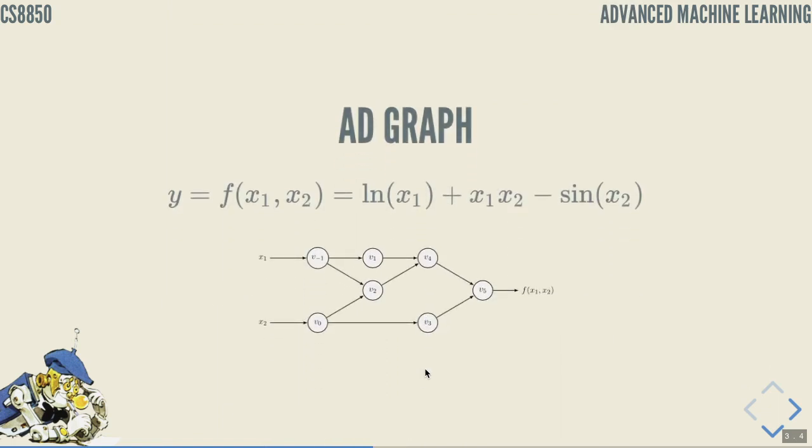Here, assume our function is as simple as that. It's a function of two inputs, x, and one output. So our f goes from R2 to R. The Jacobian will be a 1 by 2 vector, right? The gradient.